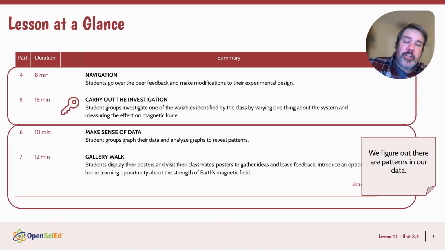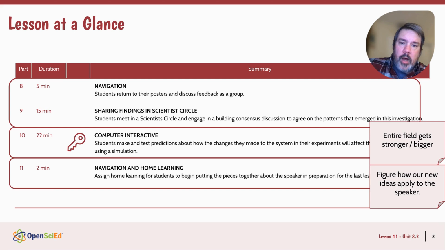Then on the second day, we're actually going to carry out that investigation. It's going to take us some time to collect that data. Then we're going to make sense of that data and get a chance to walk around and see what other students collected as they tried a different variable, so we're going to see a lot of the patterns in our data. And then on that third day, we put it all together and share all of our findings in a scientist circle. Then we find out a little more about how these things relate to the magnetic field, and see how the entire field gets stronger or bigger depending on the variables.